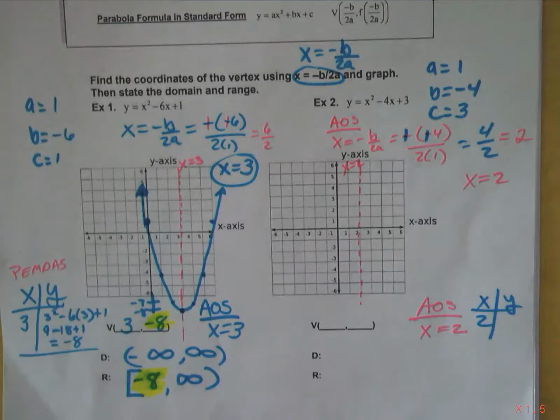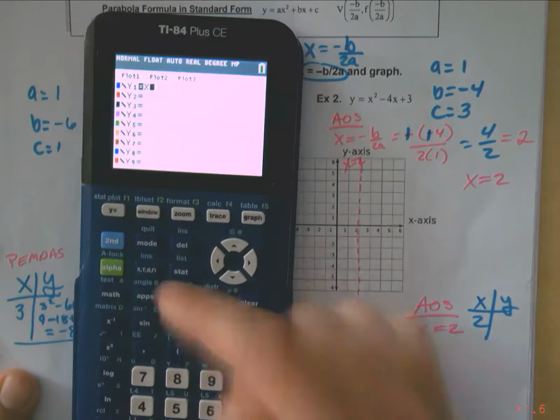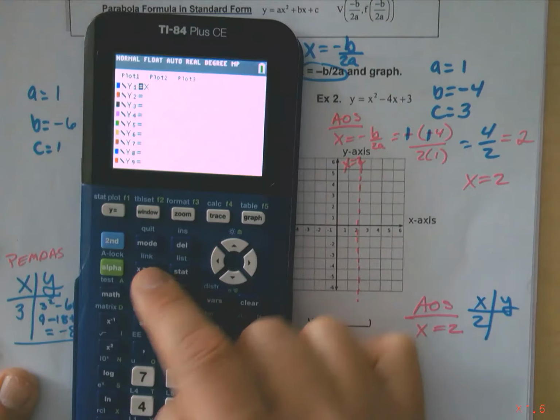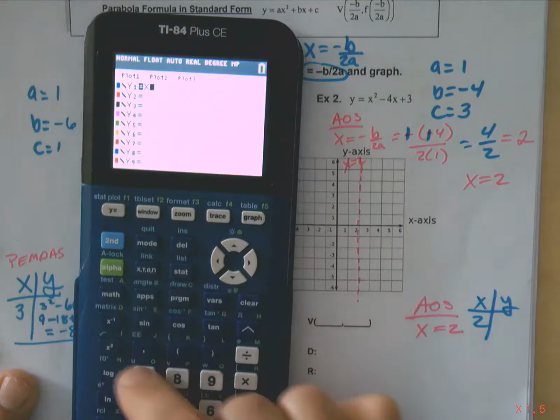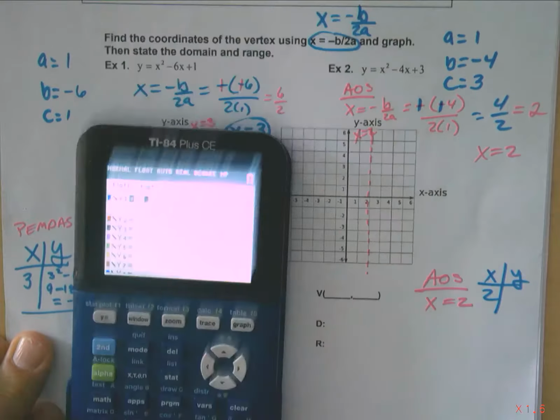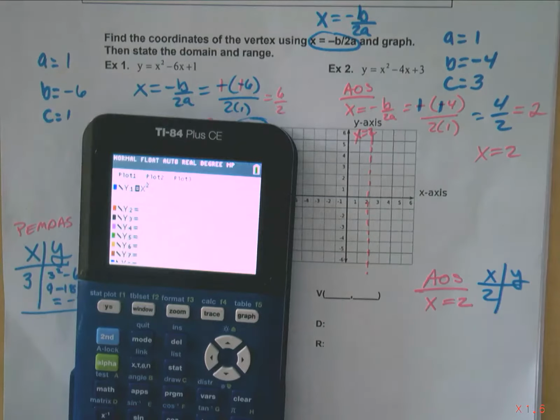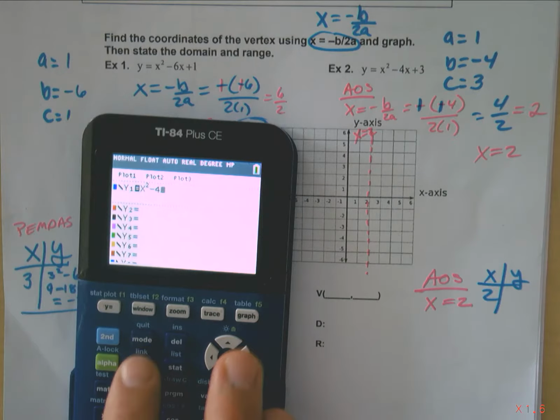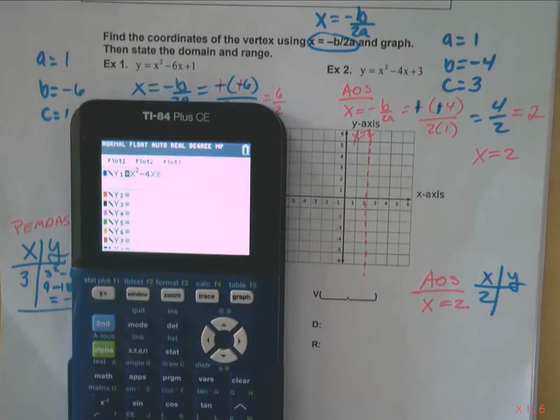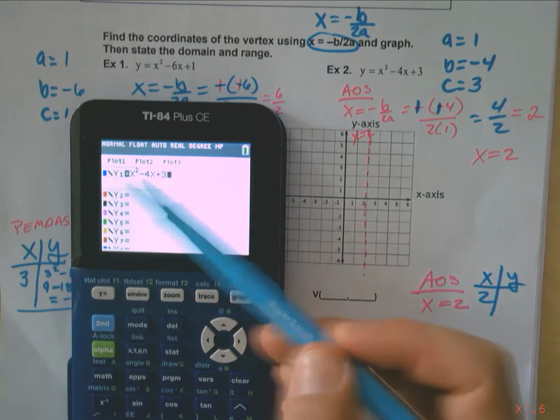I've got x squared. The x is right here next to the alpha. The squared is kitty-corner to the 7. Here's 7, so squared is up there. Press that, so I've got my x squared, then minus, the big minus sign on the far right above the addition sign, then 4, and then x, this guy right here. And then plus 3. So again, I've got x squared minus 4x plus 3.